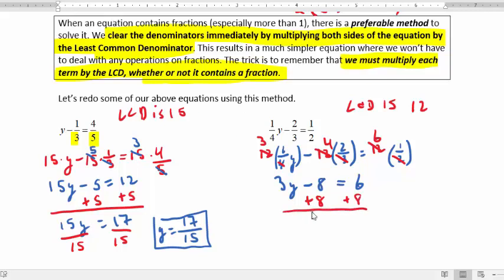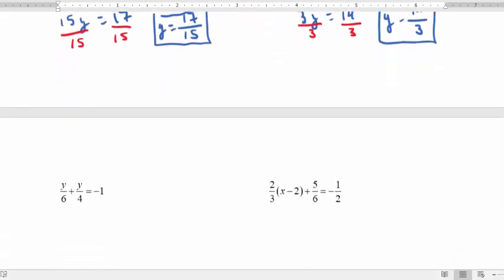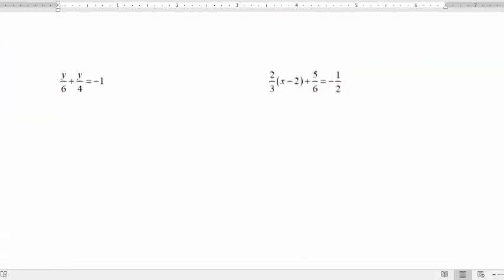3y equals 14, and then divide both sides by 3. So I'll have y equals 14 thirds, right? So the general process when you're multiplying to clear the denominator is do the cross canceling and then multiply by whatever's left in the numerator by what you had.